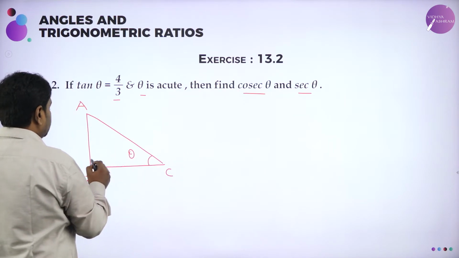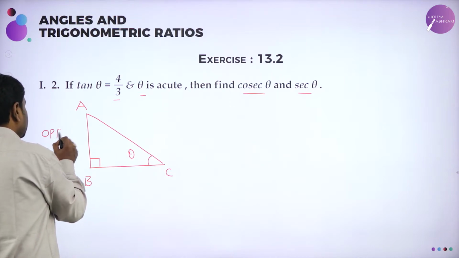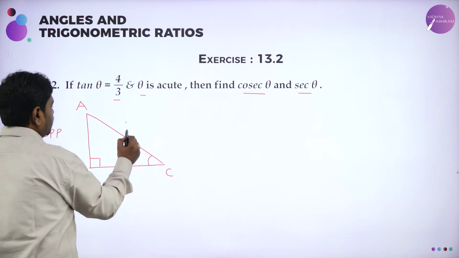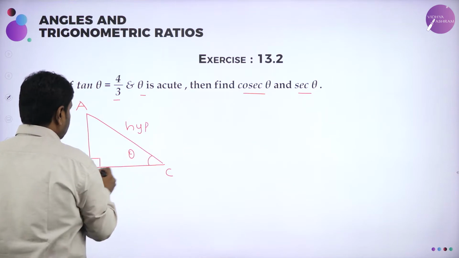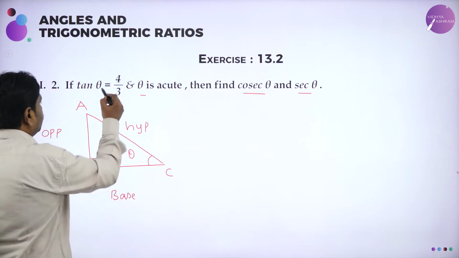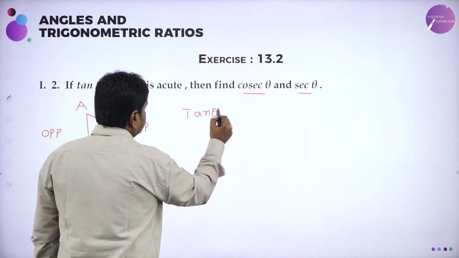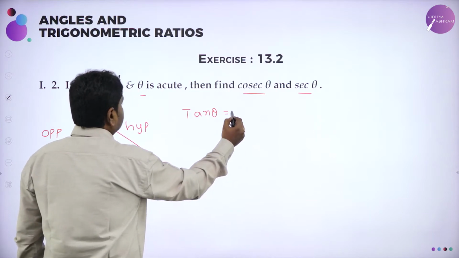This is opposite to theta, we call it the opposite side. And opposite to 90 degrees, we call it the hypotenuse. And we call this what? Base. So now they give tan theta. They have given tan theta. So tan theta they gave is 4 by 3.